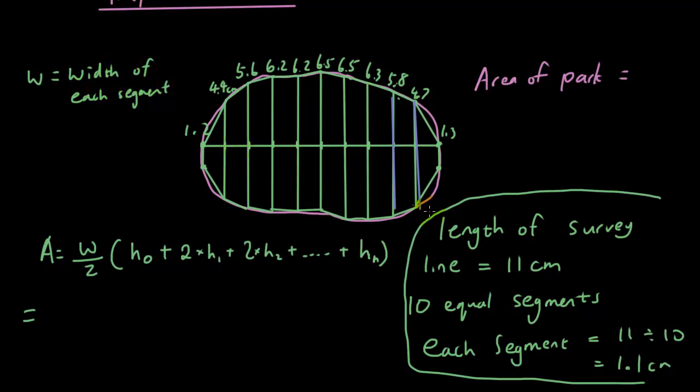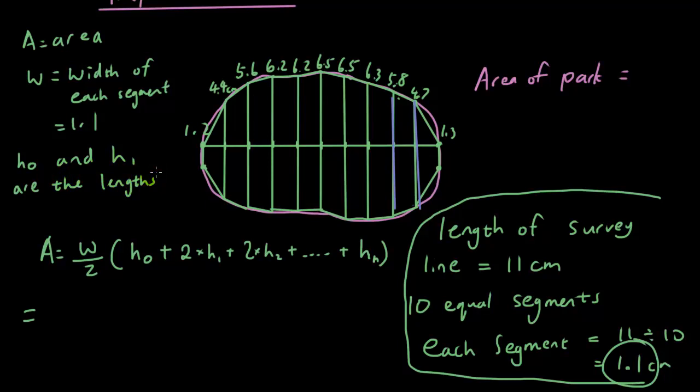Okay, so what is the width of each segment? 1.1, we calculated that before. Okay, so next, A is area, obviously. A is area, just in case you guys didn't catch that. H0 and HN are the lengths of the ends, the end offsets. So where are the end offsets? They are these lines, the ends. So what are the ends? We got 1.2 and 1.3.